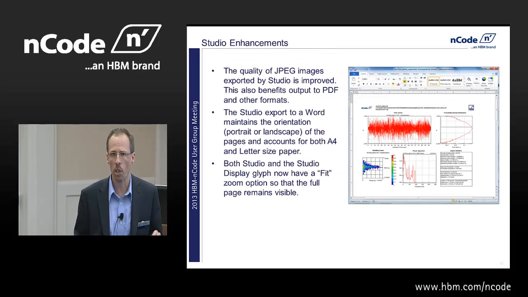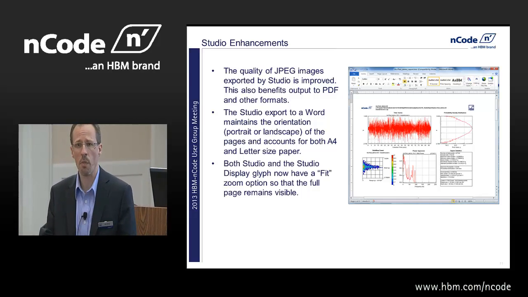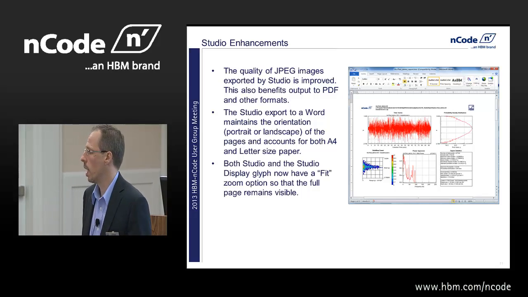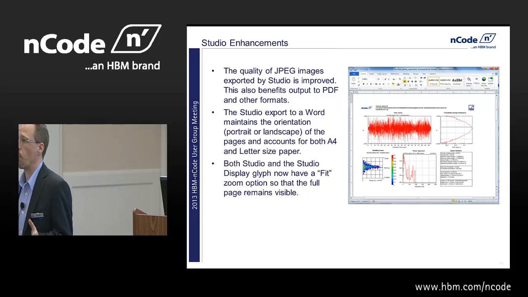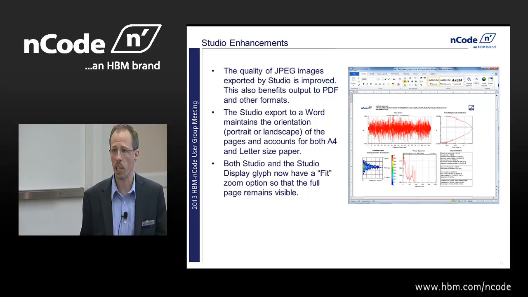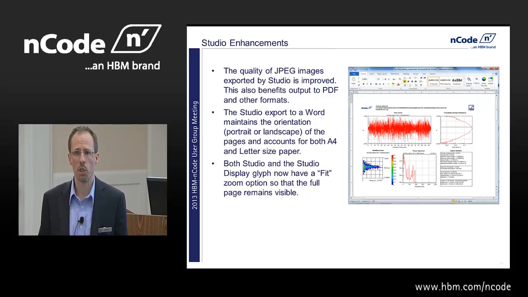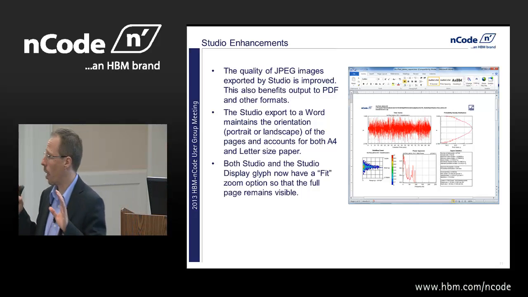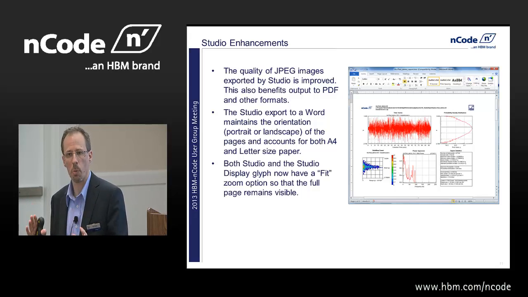On the same subject of reporting, again, we try and do this at every release. We try and improve what we've got in terms of reporting capabilities. And in this release, some of the things we put in Studio was literally just trying to improve the quality of the output. So we spent time working on the JPEG export, and we've improved the quality of the export. It could get a little fuzzy in Studio. So now the export quality of the JPEG coming out of Studio is much, much improved.